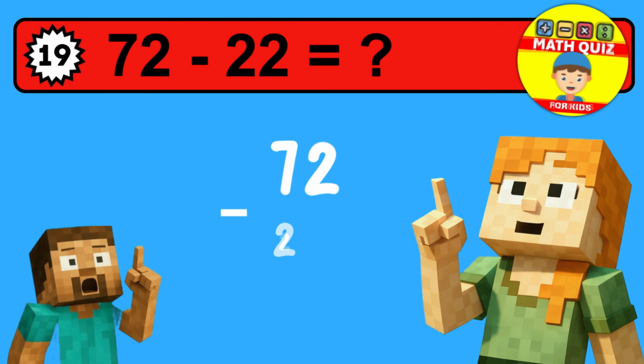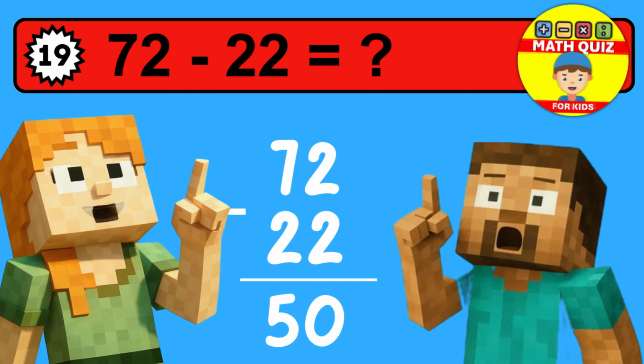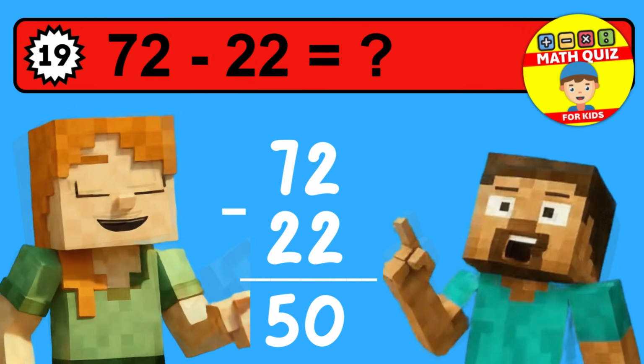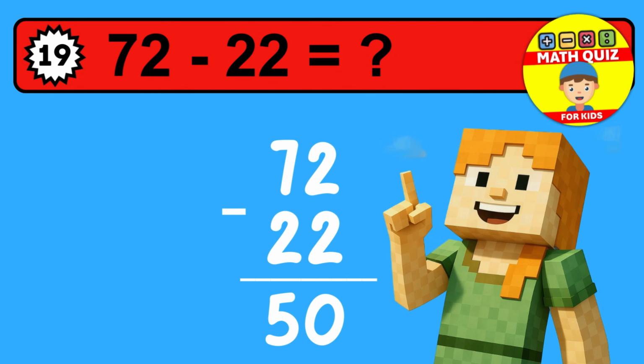Let's solve this step by step. We start with the units. 2 minus 2 is 0. Then we go to the tens. 7 minus 2 is 5. The final answer is 50.